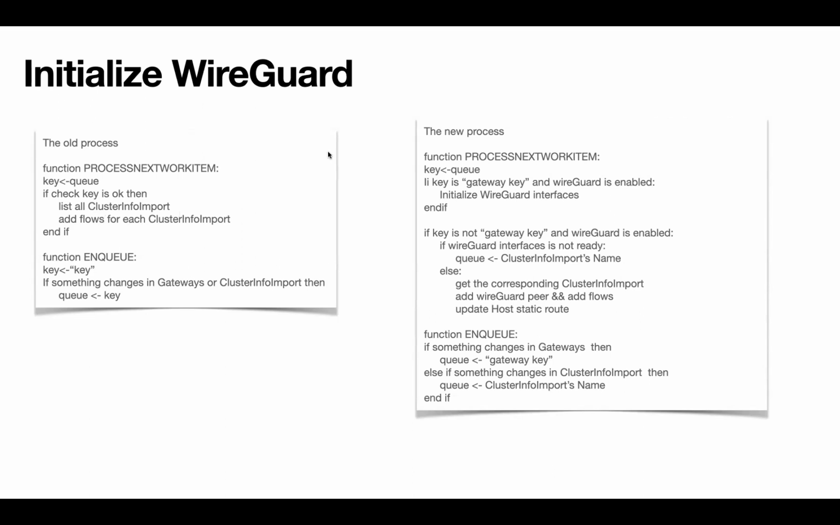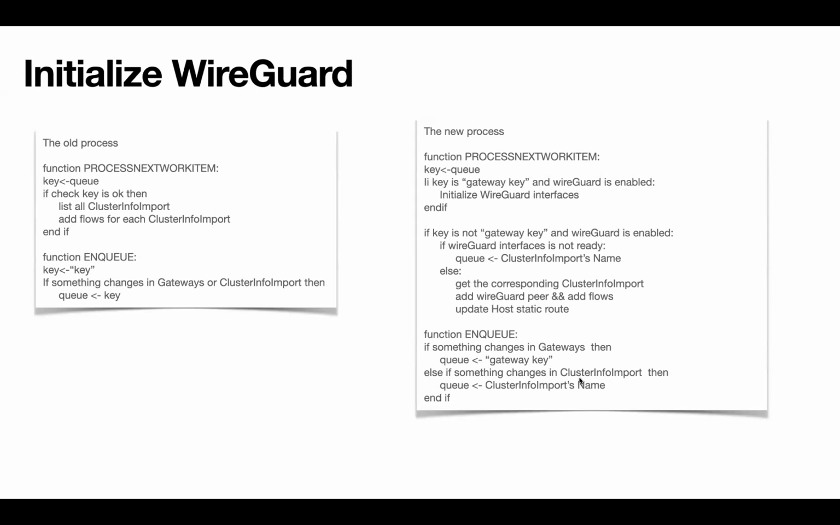But in the new process, if we enable the wildcard, there is something new. The first change is the enqueue function. If something changes in the gateway, we just enqueue a gateway key, which is a dummy key too. We just need a gateway key to trigger the process. But if something changes in the cluster info import, we will not enqueue the dummy key, but the cluster info import's name. Why do we do this?